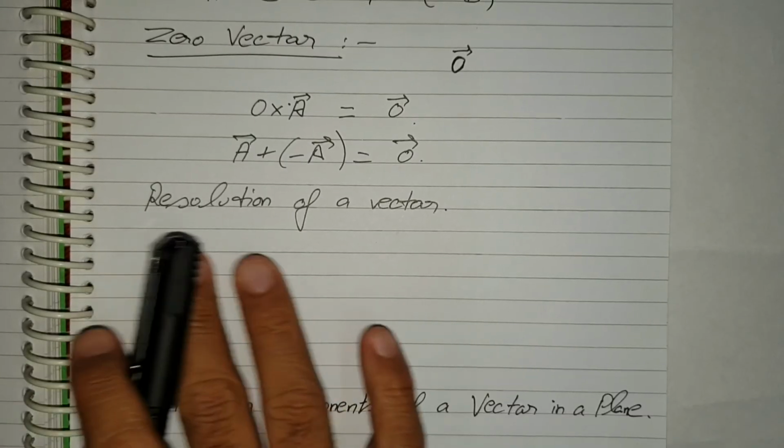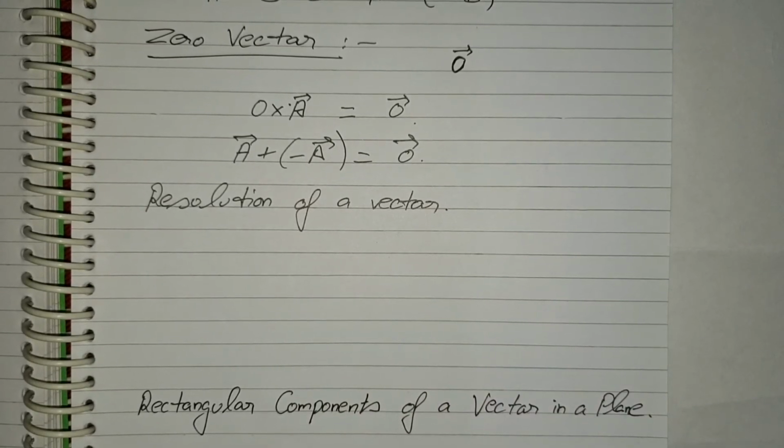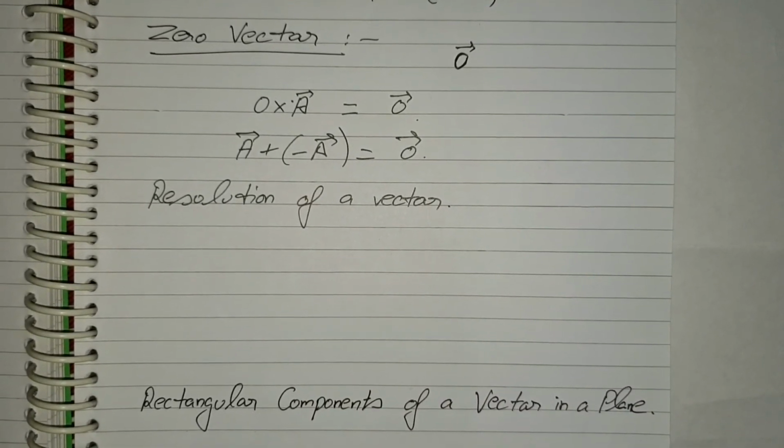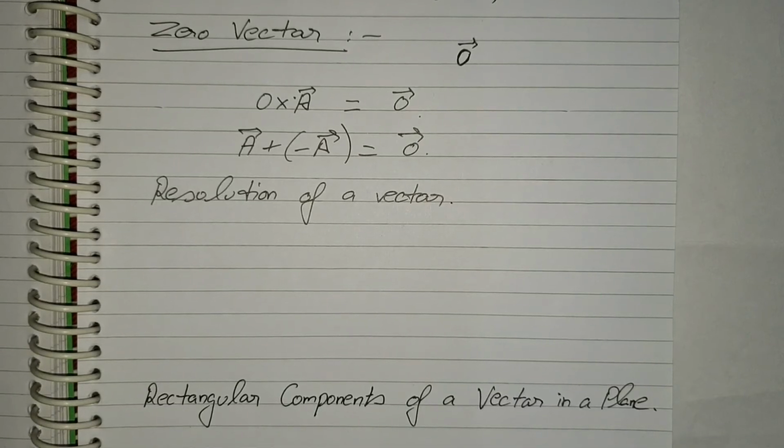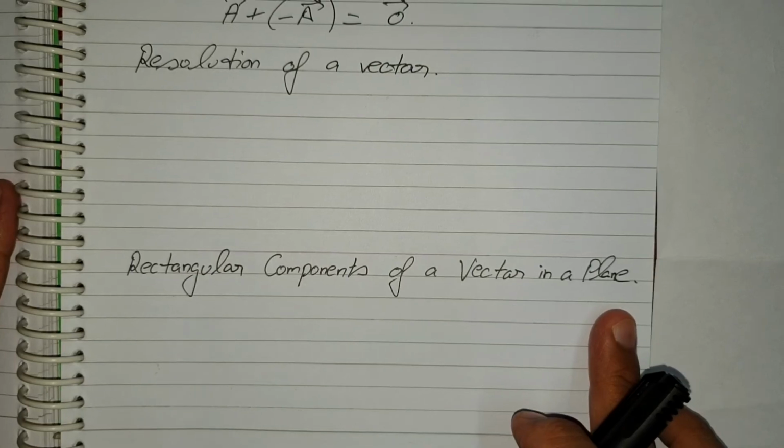Okay. Now the resolution of a vector. As we know, two vectors can be combined together to form a resultant vector. Similarly, a single vector can be split into its components. That is called the resolution of a vector. As vectors can be added, a vector can also be split into components. Now, the rectangular components of a vector in a plane.